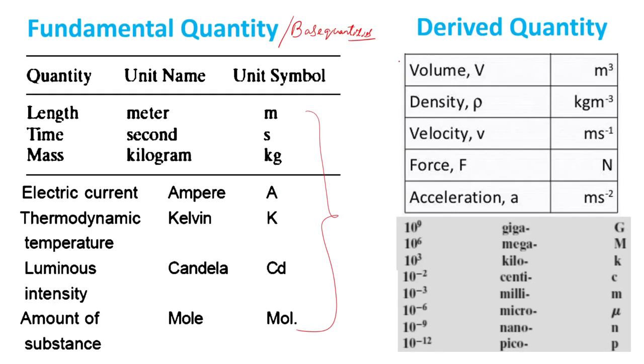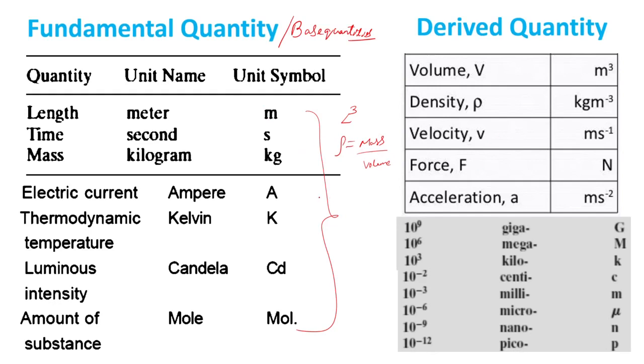Okay, but what are derived quantities? Derived quantities don't exist independently. Okay, so derived quantities have to be derived by using fundamental quantities. So what is volume? Volume means length cube. Okay, length cube is considered as volume. So density is mass per unit volume. Okay, volume is again expressed in terms of length. So the fundamental quantities are used to derive such quantities.